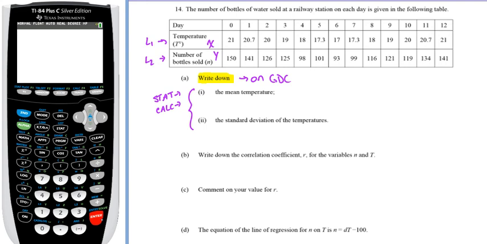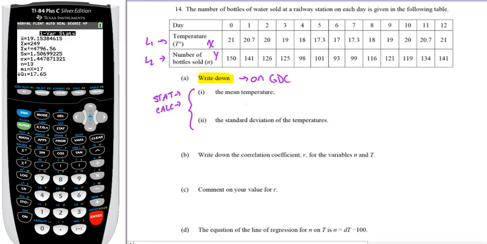So when you go to calculate, the mean is the x with the line over top. So that mean temperature rounded to 3 sig figs is 19.2 degrees. And then the standard deviation is sigma x. So sigma x, or standard deviation of temperature, is approximately 1.45 to 3 sig figs.